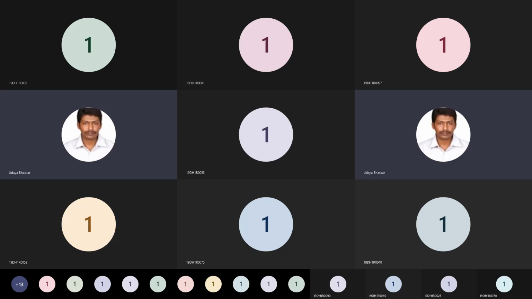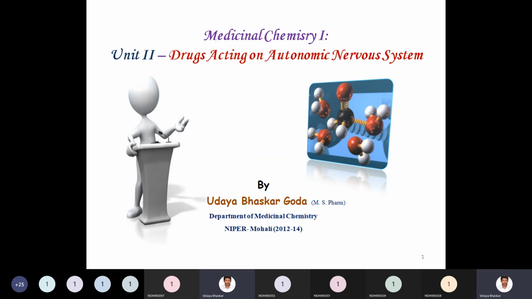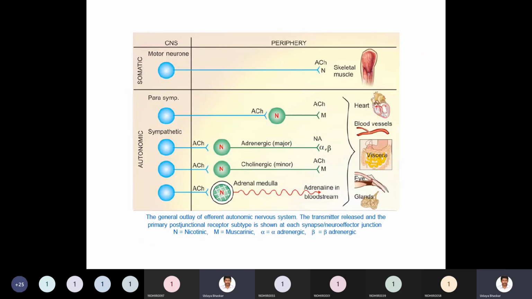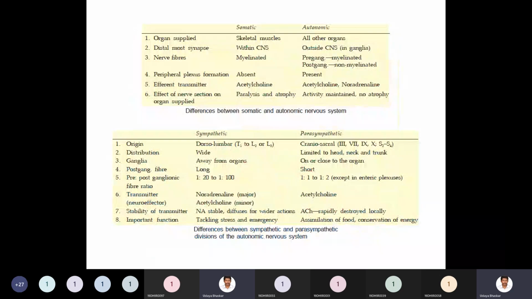Okay, guys, good morning. Let me start revising what we have discussed till now. We saw the basic difference between CNS and ANS, how the neurons' length differs, where the ganglia are present, and what all the neurotransmitters involved in the sympathetic as well as parasympathetic nervous system are.